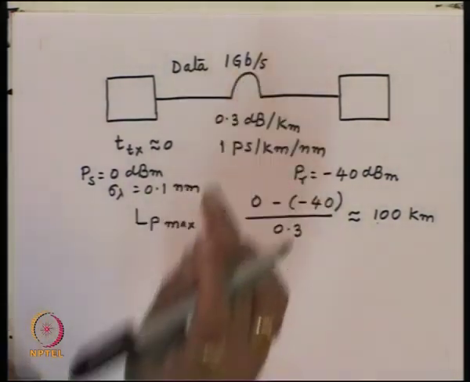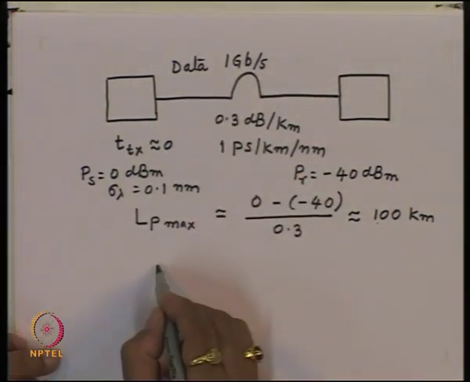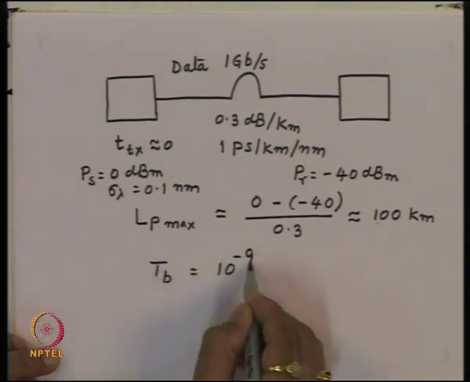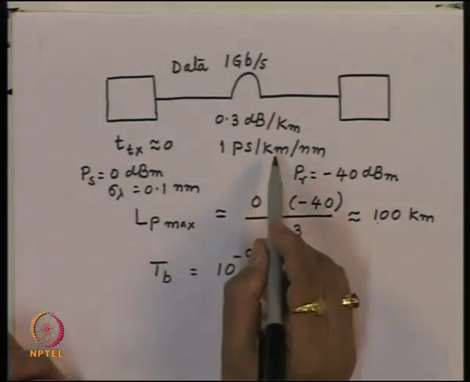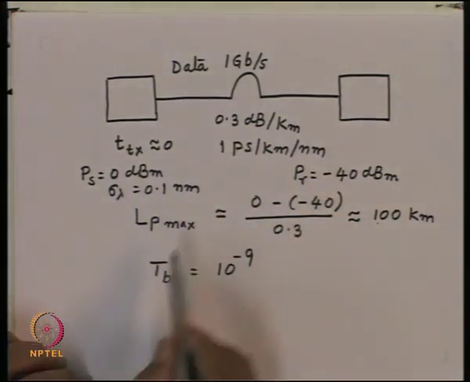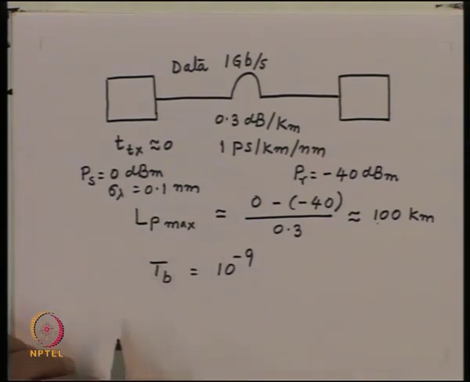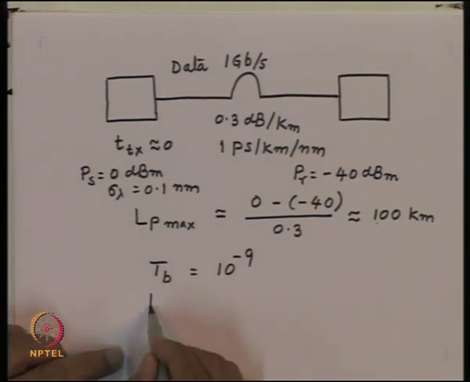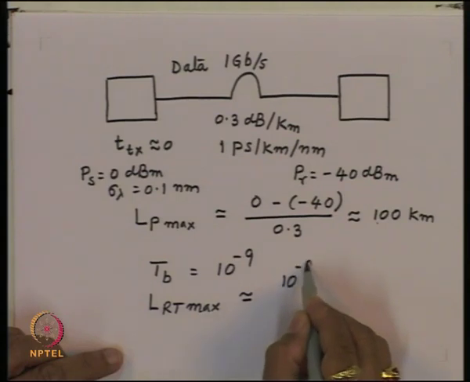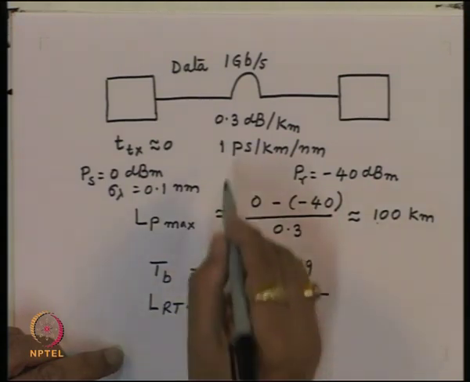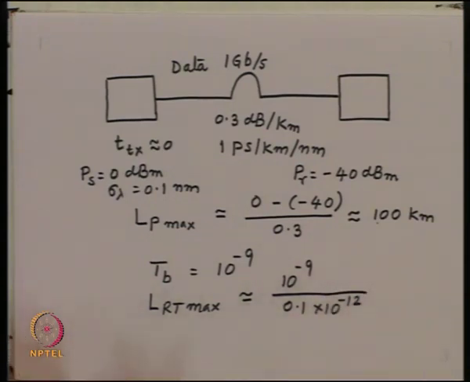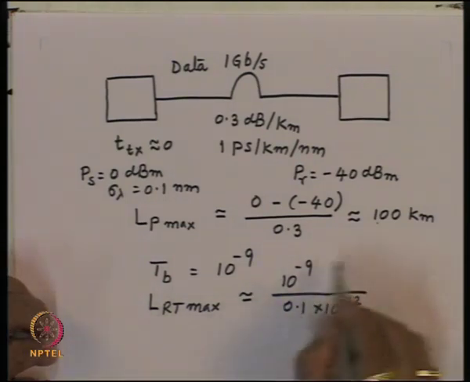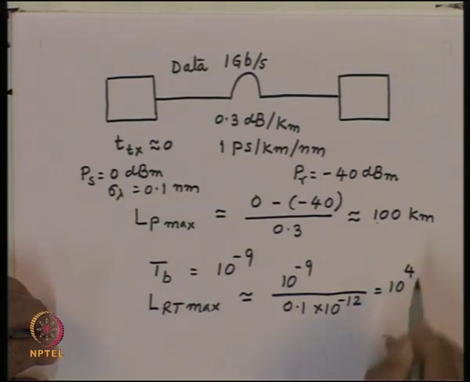So that means the bit duration is 10 to the power minus 9, 1 nanosecond. So my TB in this case is 10 to the power minus 9. The dispersion is 1 picosecond per kilometer per nanometer, so per kilometer we have this multiplied by the spectral width, 0.1 picosecond, as the broadening of the pulse. So now L RT max is approximately 10 to the power minus 9 divided by 0.1 picosecond, which is 10 to the power minus 12, so this quantity is something like 10 to the power 4 kilometers.